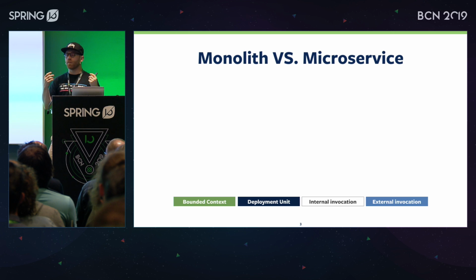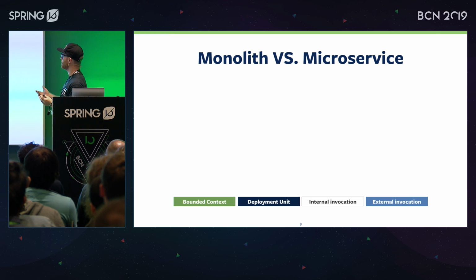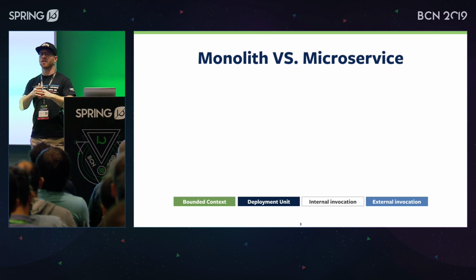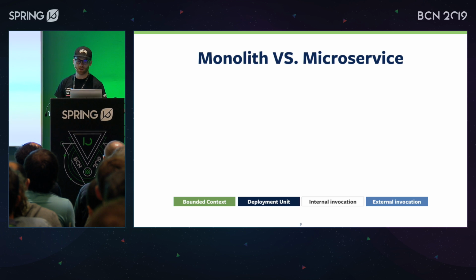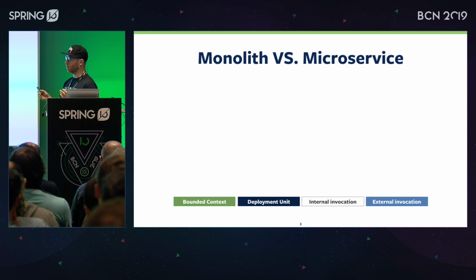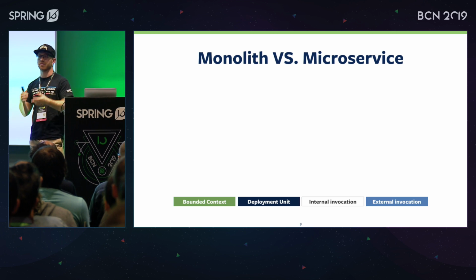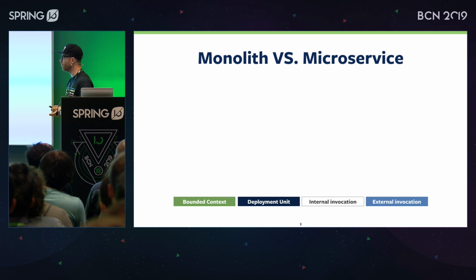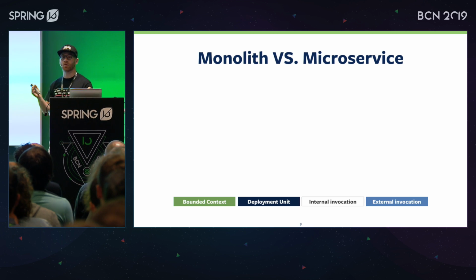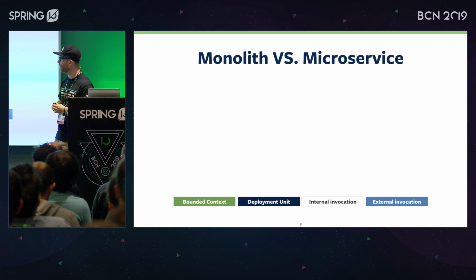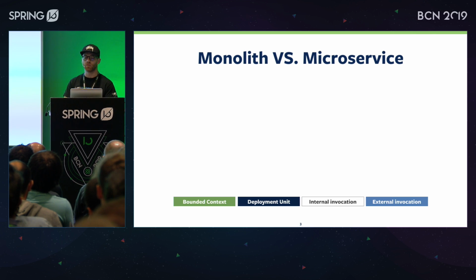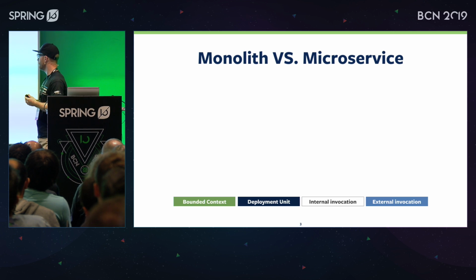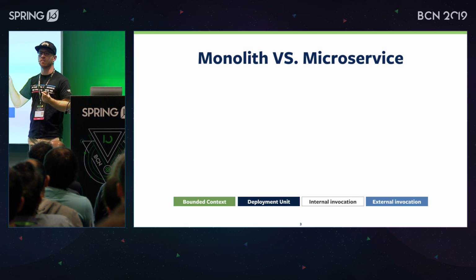So the fundamental idea is that we have four concepts that we have to consider. One is the bounded context, which is some logical structure within your application, some logical unit: the order management, the customer management, shipment, supplies, what have you. We have deployment units, the question of what kind of deployment units actually make up our overall system. We have internal invocations within those deployment units, and we have external invocations across deployment units, right?